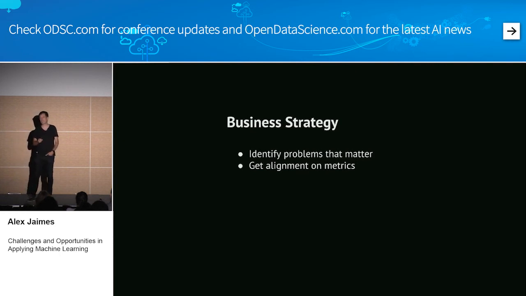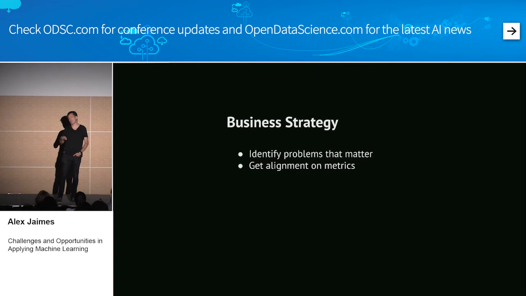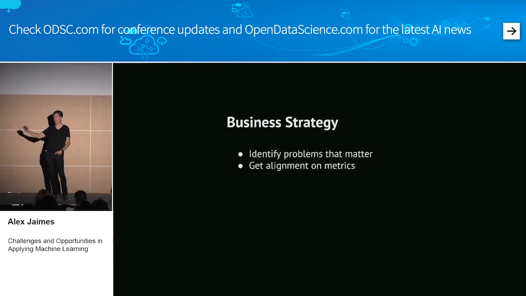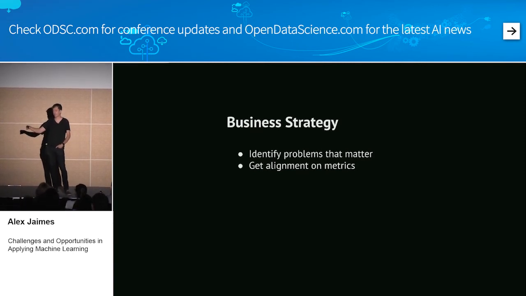And the other one is getting alignment of key metrics, right? That's another common mistake where, as the data scientist, you think that this is important, but the business is really worried only about that. And often a challenge is getting the businesses to understand that maybe the metric that you're proposing is more relevant to the business than the one they think is relevant.